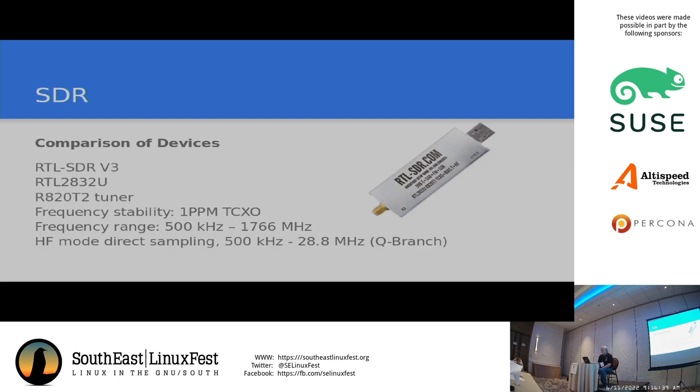But this is the V3, and we were talking a little bit earlier that some of the earlier versions were a little different. The V3, I think, is what's out there currently. It's got the RTL 2832U and the R820T2 chips in it, one ppm on the TCXO, and then their frequency range that they're capable of tuning in on. This particular brand also has HF direct mode. I've never actually experimented with trying to put it in that mode with the software. But you can actually get down into some amateur radio frequencies with these devices.